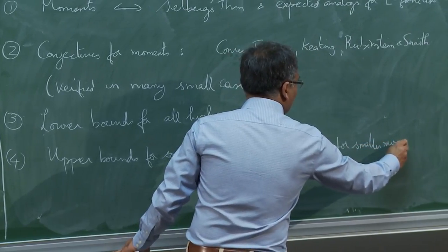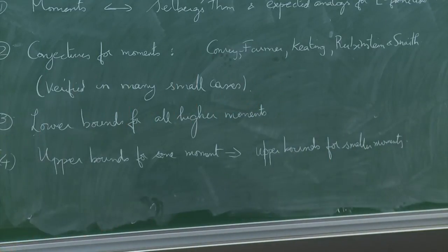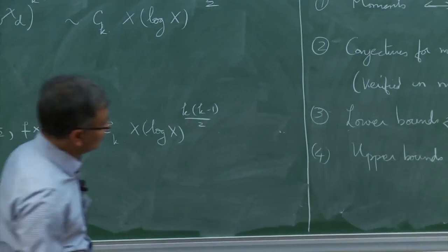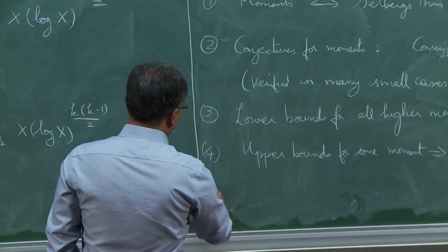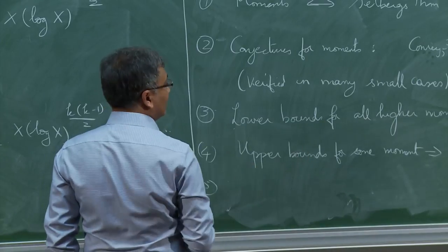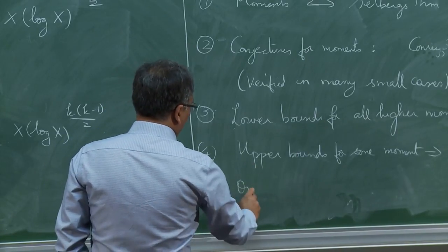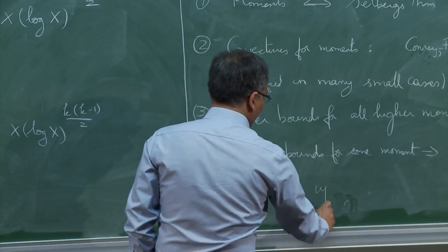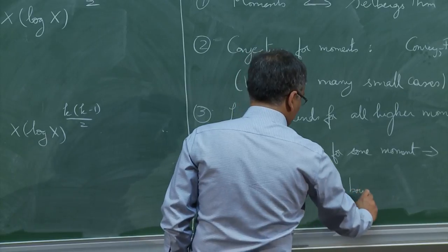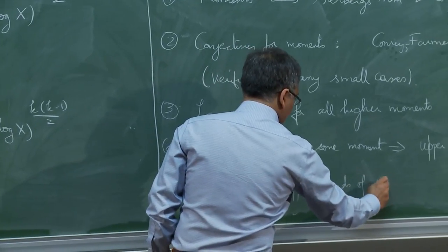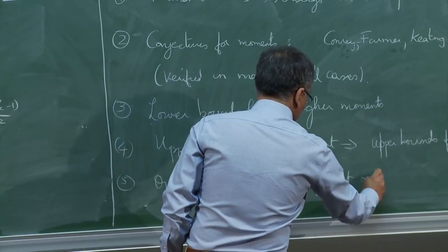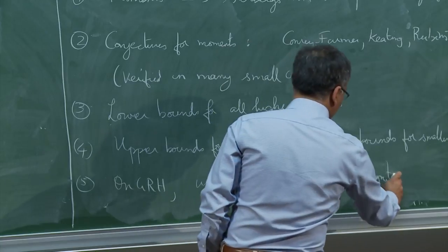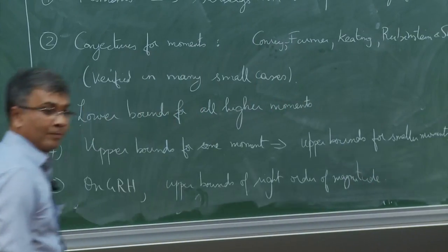Of course, this is obvious if you don't get the right power of log, by Holder's inequality. So the point is you can get the right power of log in both these cases. And the last one is related to this kind of argument. Now we know that on GRH, you can very generally prove upper bounds of the right order of magnitude in essentially any case that you can think of. Okay, so I'll stop.